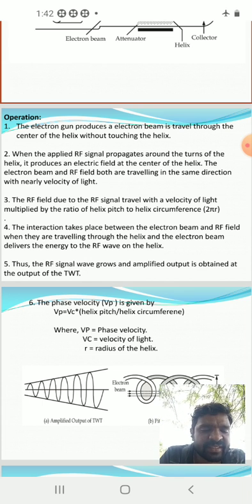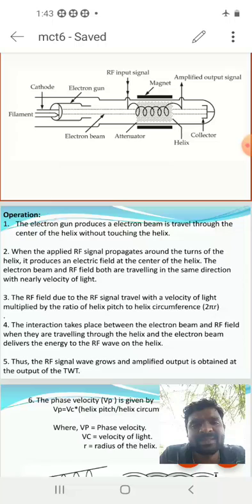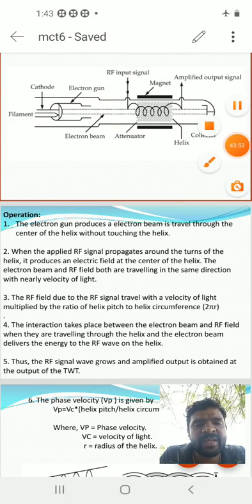Here the phase velocity Vp is given by Vc into helix pitch divided by helix circumference. Here Vp is the phase velocity and Vc is the velocity of light, and the helix circumference relates to the radius of the helix. In this way the traveling wave tube is working.